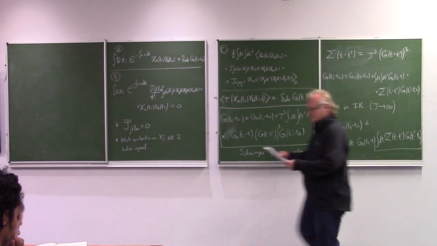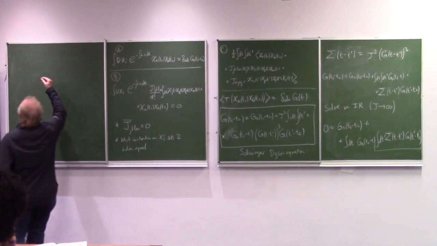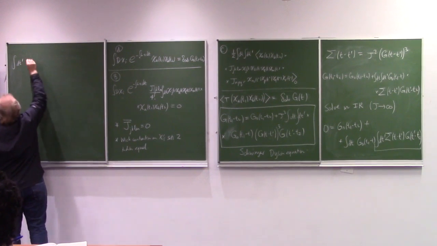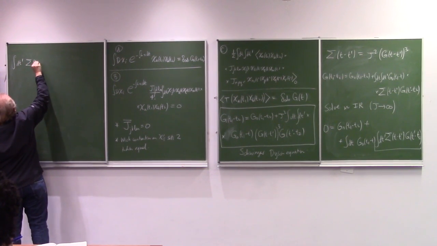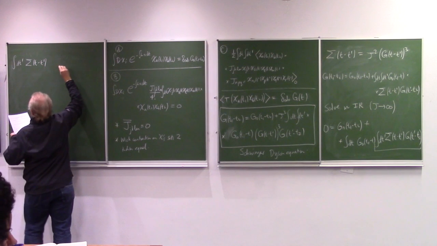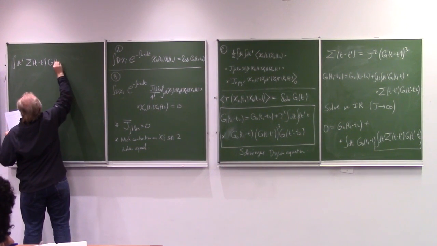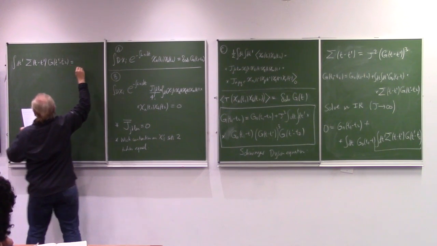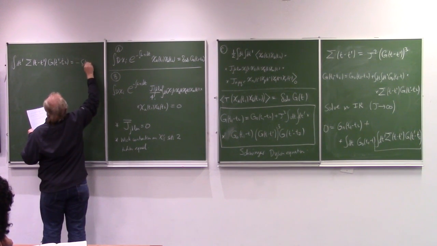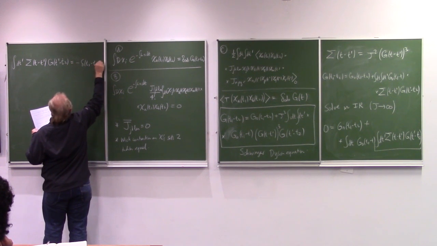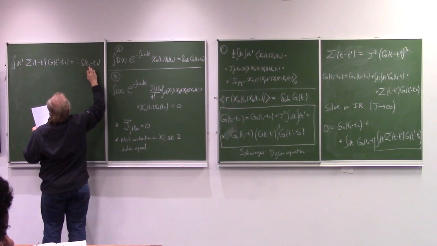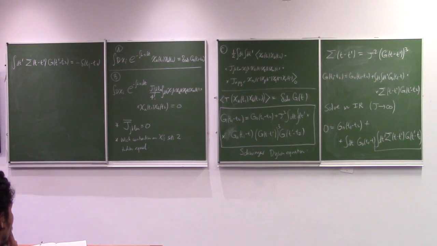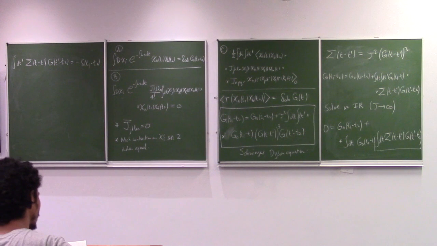So if we want to solve this, this is the equation we want to solve. Integral dt prime sigma of t minus t prime g of t prime minus t2 is equal to minus delta of t1 minus t2. Great. So that's the equation that we want to solve.